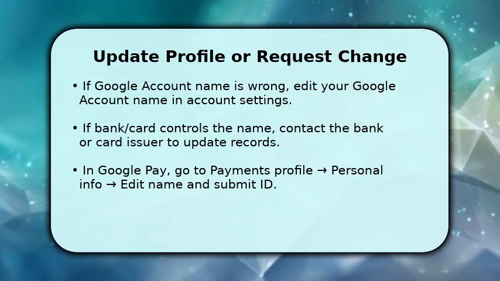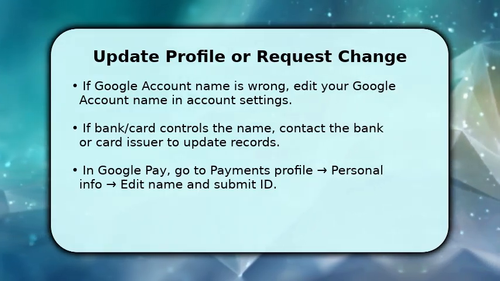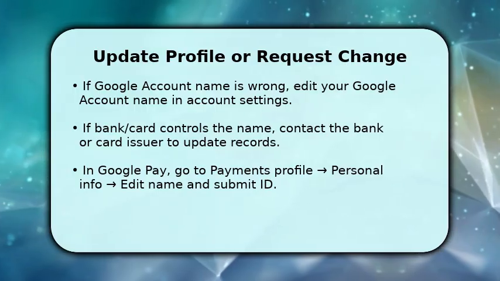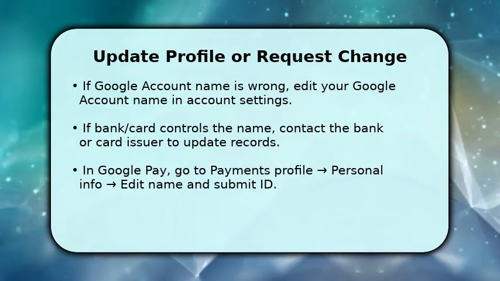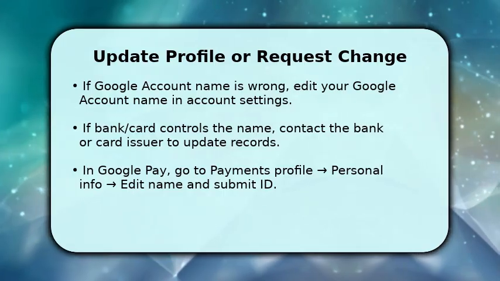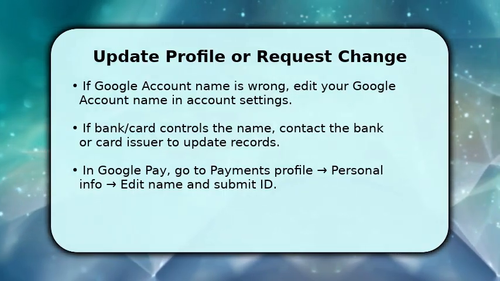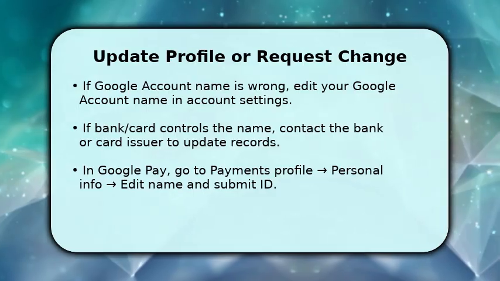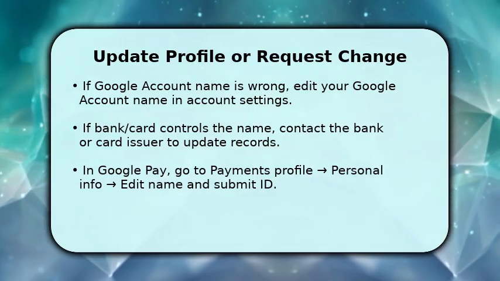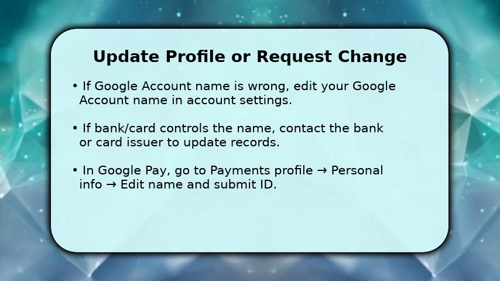If a bank or card is authoritative, call or use their app to request a name update on the card or account. In Google Pay's Payments Profile section, choose Personal Info, edit the name field, attach your ID images, and submit. This starts verification, which typically takes a few days.